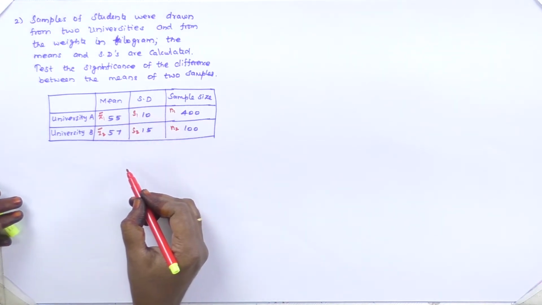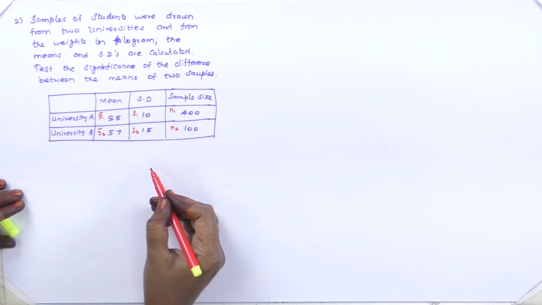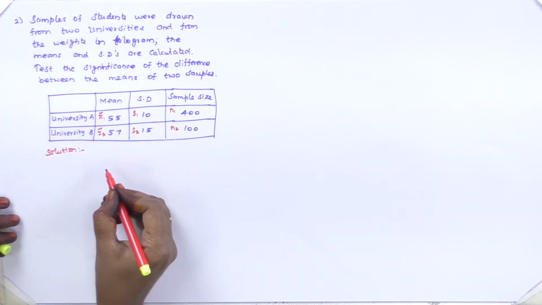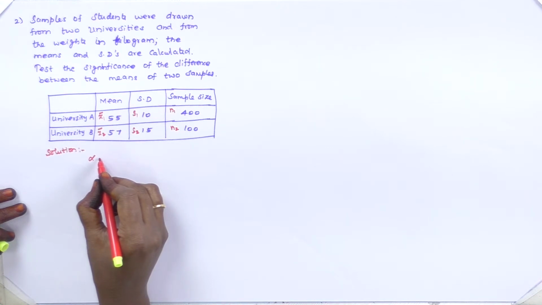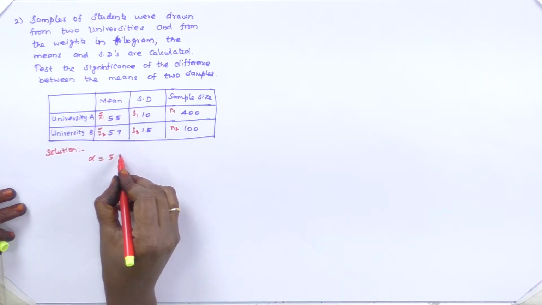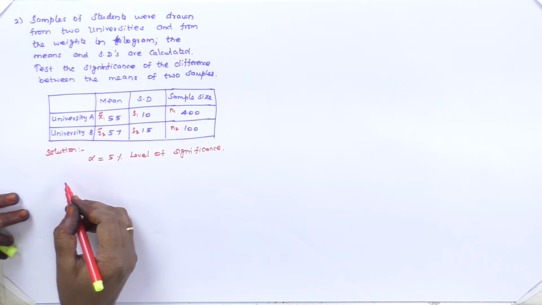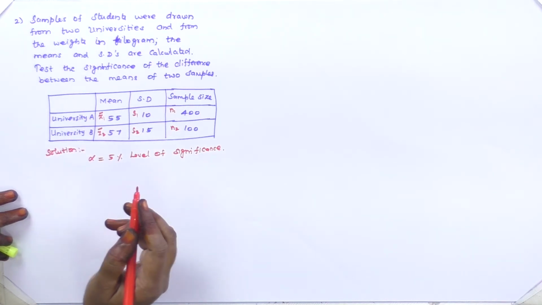Here sigma is not given. Instead of that, sample standard deviations are given, that is S1 and S2. Here we assume the level of significance, that is alpha is equal to 5% level. If the level of significance is not mentioned in the question, we assume obviously alpha is equal to 5% level. If it is mentioned, we can apply that level of significance.